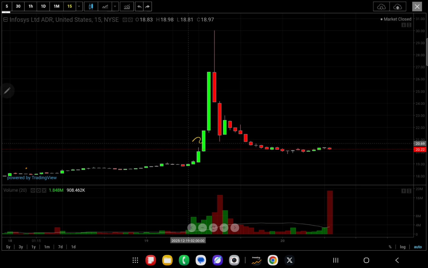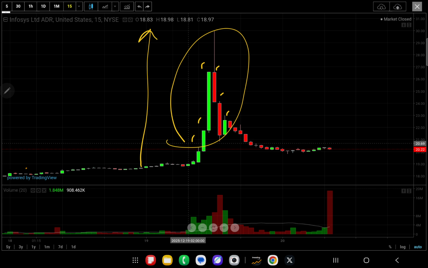This is a 15-minute chart: 15, 30, 45, 60, 75, 90. So in a span of 90 minutes, the Infosys ADR went up from $20 to $30. The total change was 43%, within around 45 minutes. The stock trading was halted two times in the same period. That's NYSE regulation, or the filters that they applied on the stock.